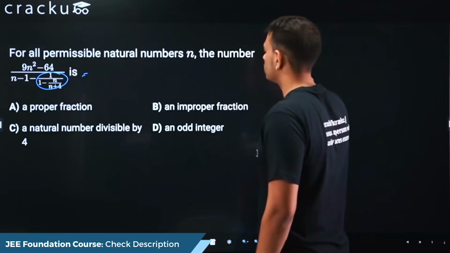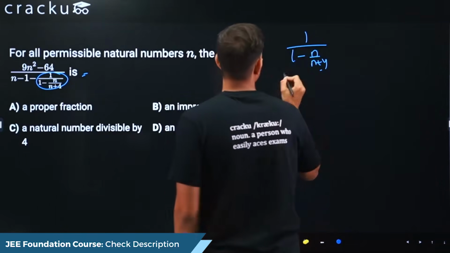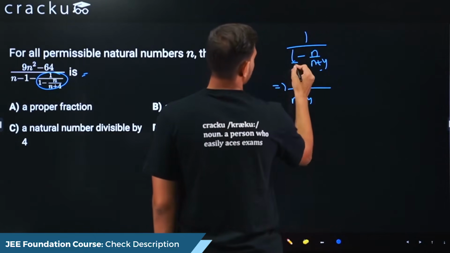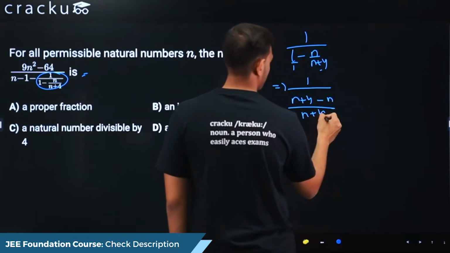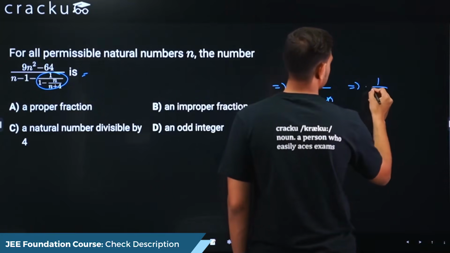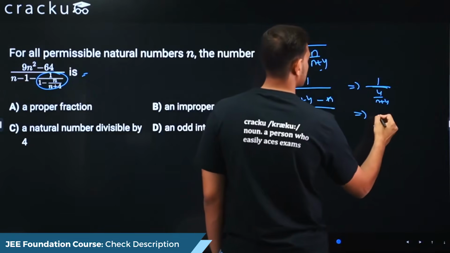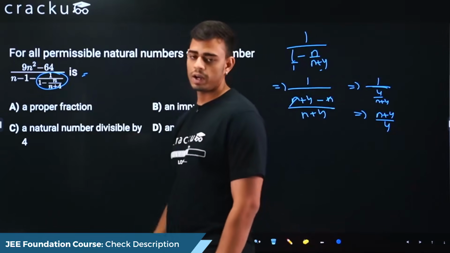1 upon 1 minus n by n plus 4. I'll take LCM here. I will get 1 upon (n plus 4 by n plus 4, minus n by n plus 4), and n gets cancelled out. I get 1 upon 4 by n plus 4. This will get reversed. The value will be n plus 4 by 4. This value is n plus 4 by 4.